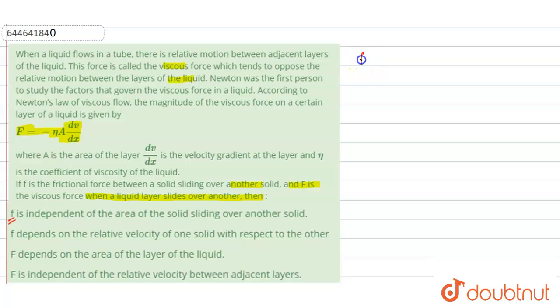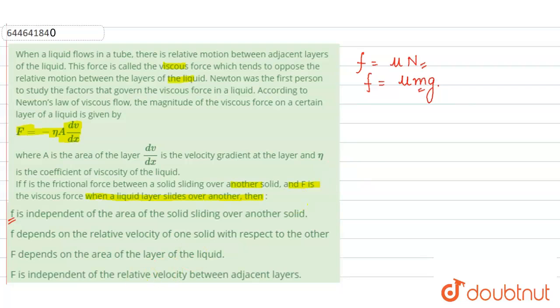So what is the formula for friction force whenever two solids are in contact? The formula for friction force is simply mu, which is the coefficient of friction, times the normal reaction. And the normal reaction is how much? If we see mu, the normal reaction is simply m times g. This is the normal reaction, right? So you can see here that the friction force between two solid surfaces simply depends upon the normal reaction or the mass of the body, right?